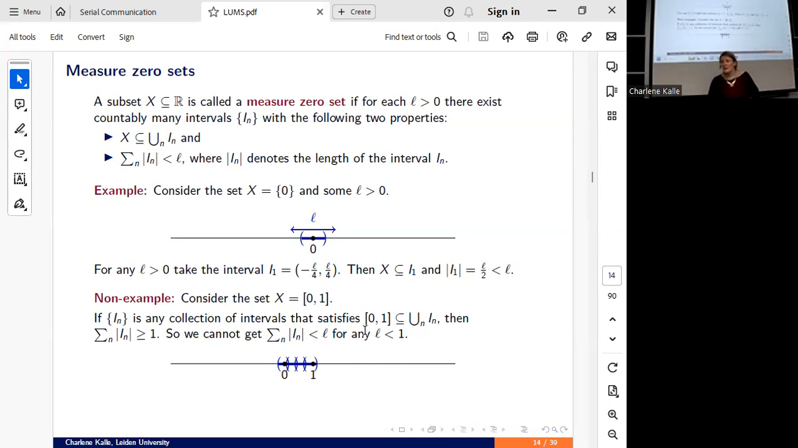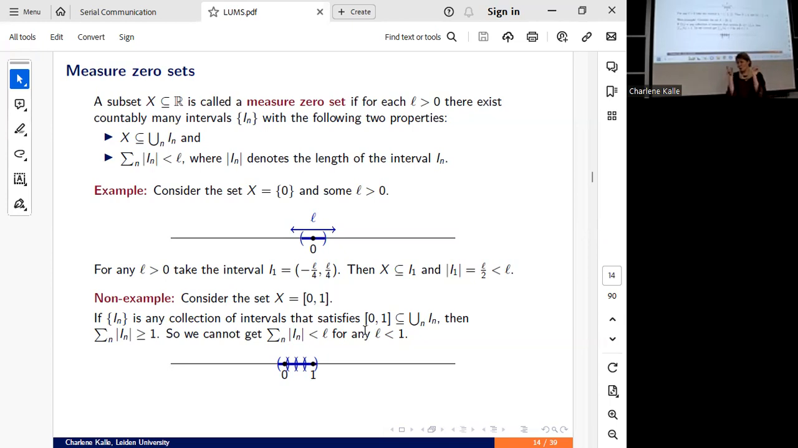Any number bigger than 0, but you should think of it as however small I choose this L, I can still do these two things. And here you can only do this if L is bigger than 1. So if you make L smaller, then you cannot do this construction anymore. So any L still works.